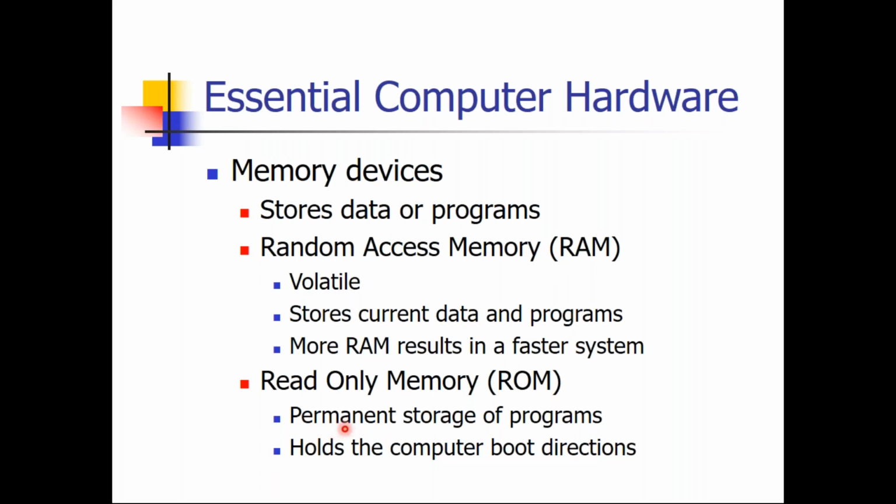Next, ROM is a permanent storage of programs. It can store the data permanently. It holds the computer boot directions. Whatever is present, the operating system, will be present in the ROM. When a computer is switched off and switched on again, RAM will be cleared. The data of the person who used the system earlier will all be erased. So it is called volatile.